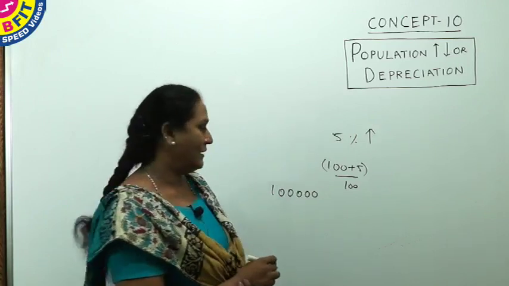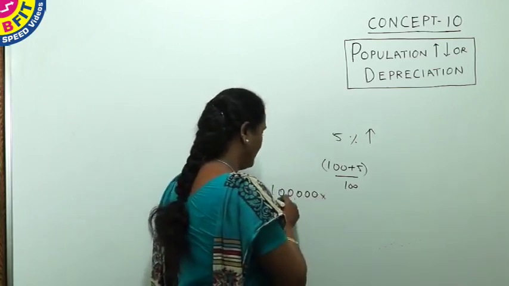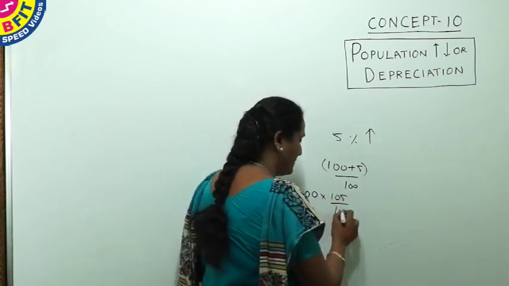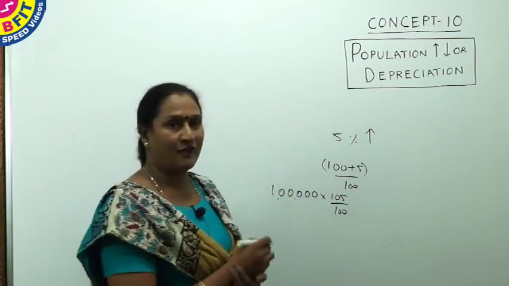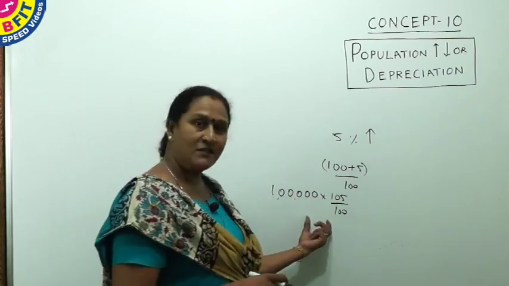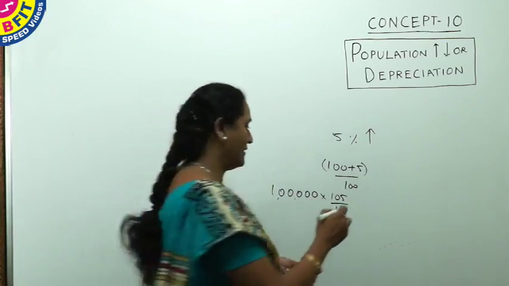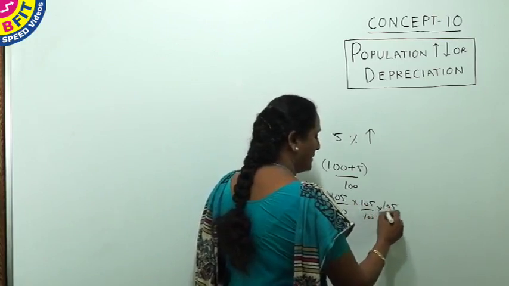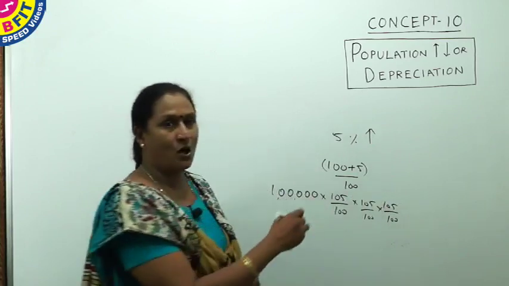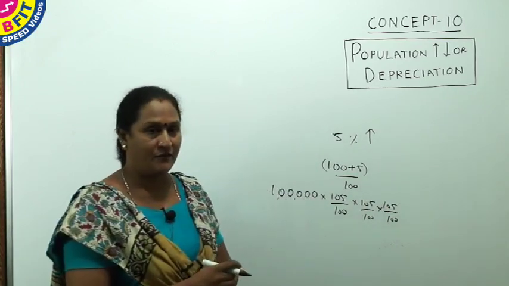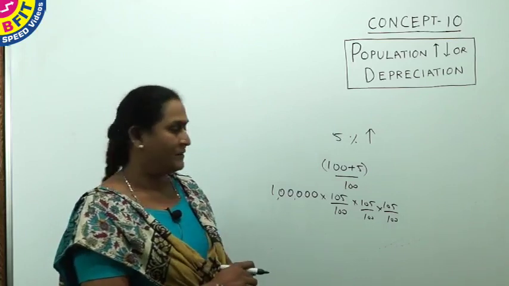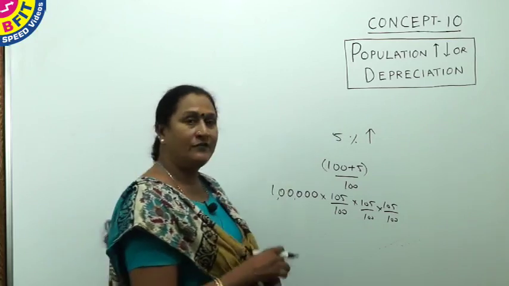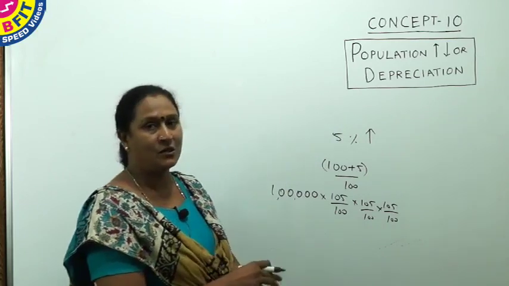So in this 1 lakh, it is increased by 5%. So the change factor will be 100 plus 5, 105 by 100. So the next year, in this increase, we will have a 5% increase. And it is for the third year also the same. So multiplying all this and dividing, we get the population of the city after 3 years. Here, as the percentage is the same every year, we can work out using compound interest concepts also.